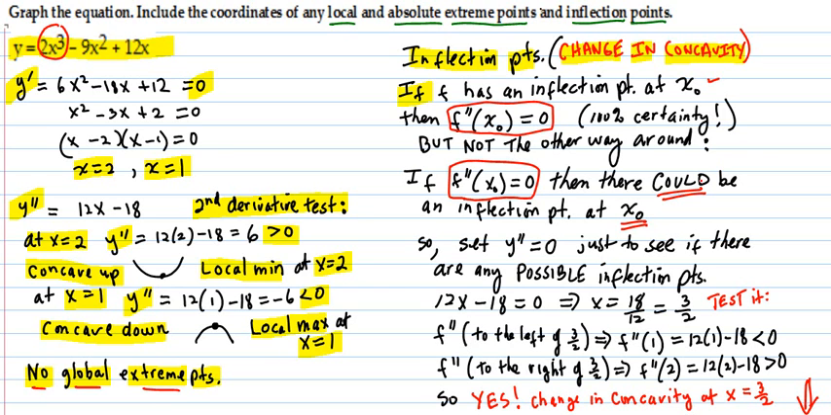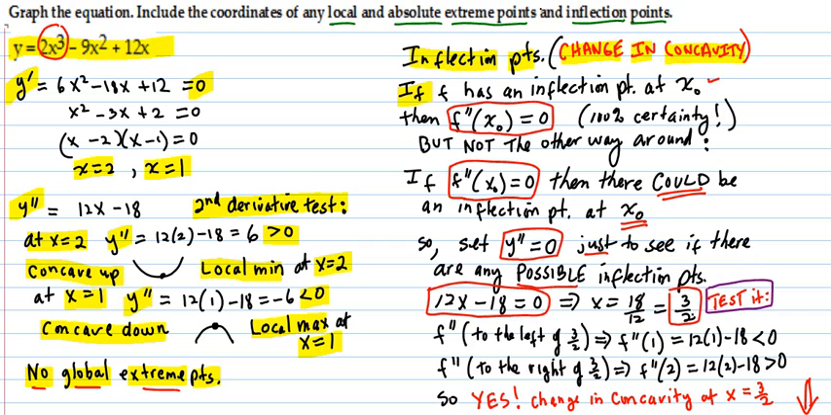But that's the only tool we have, so we have to set the second derivative equal to 0 just to see if there are any possible inflection points. Then we have to test them to see if they really are inflection points. So we set the second derivative equal to 0, and it comes out to be x equals 3/2. But we have to test it. You really must test that point. You don't know 100% whether that's an inflection point yet or not.